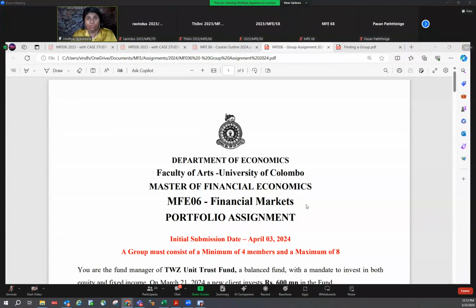So what you all have is a mutual fund. You all have to manage a unit trust fund. Your group, which is a minimum of 4 and maximum of 8 members, is a mutual fund manager, essentially managing a portfolio. Now, there is a pre-existing portfolio that has been provided for you. This pre-existing portfolio, which I have not uploaded yet, will be uploaded on Monday with the data file.